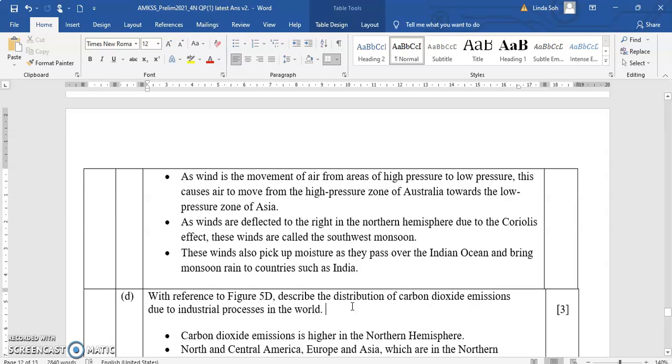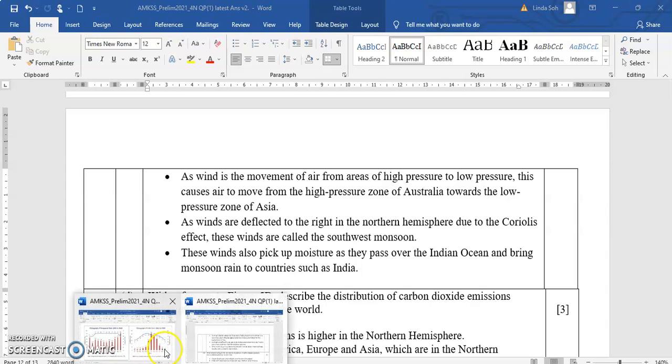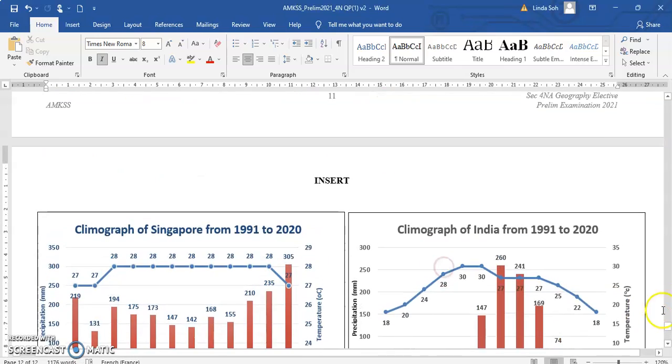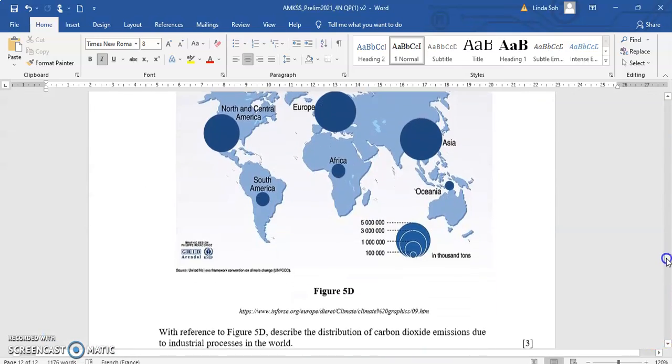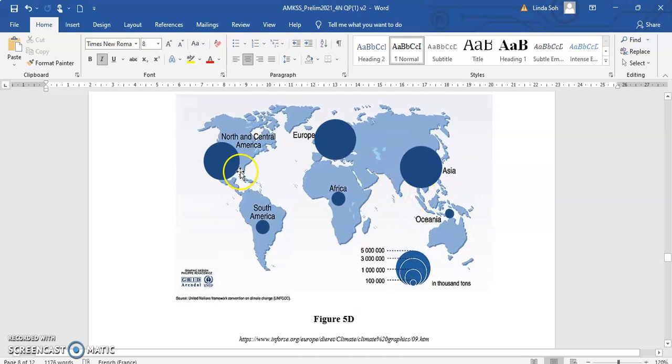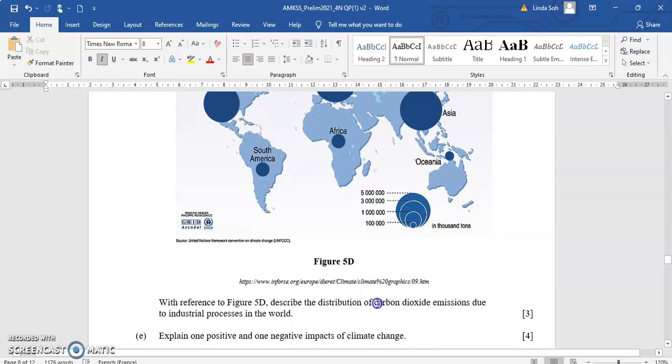Next, describe the distribution of carbon dioxide emission due to industrial processes in the world. Let me find the question. Describe distribution, so see any pattern, PEA pattern. If we look at this, these three continents have the highest emissions, and these three places are in the northern hemisphere. So the northern hemisphere is the place that has the highest contribution of carbon dioxide.